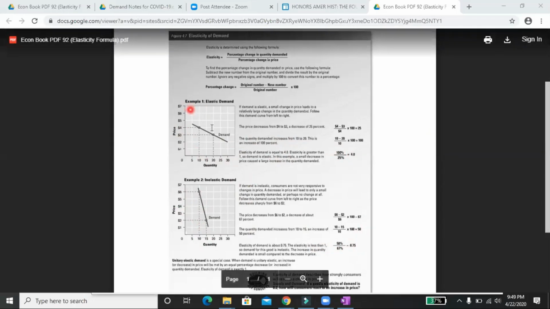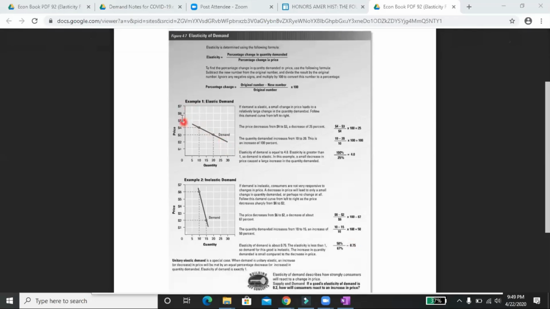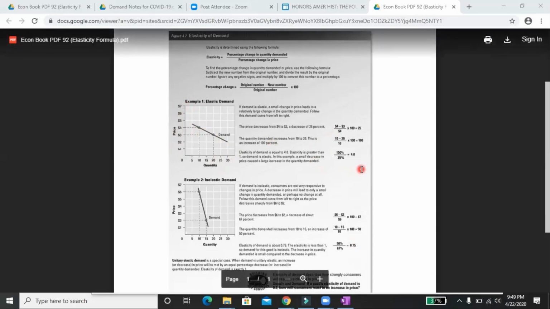And don't forget, if it's directly in the center here, that means that the percent change in price is the exact same as the percent change in quantity demanded. That's called unitary. When you do the math here, you're going to come up with 1 every single time. Same thing with supply as well. Okay.